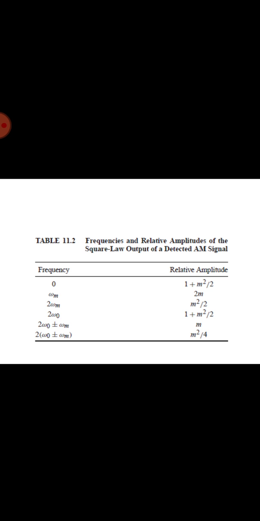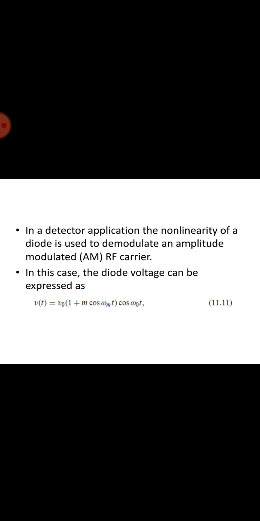And for a frequency of omega m, the relative amplitude is 2m. For 2 omega m, it is m squared by 2. For 2 omega naught, it is 1 plus m squared by 2. For 2 omega naught plus or minus omega m, it is m. And for 2 omega naught plus or minus omega m, it is m squared by 4. So the desired demodulated output of frequency omega m is easily separated from the undesired frequency components with the low pass filter. In detector application, the nonlinearity of a diode is used to demodulate an amplitude modulated RF carrier.